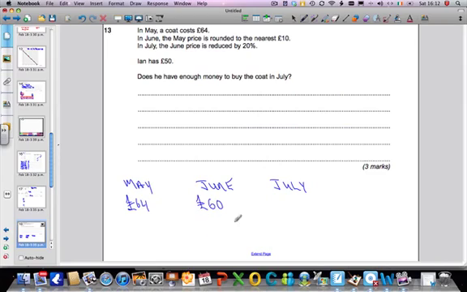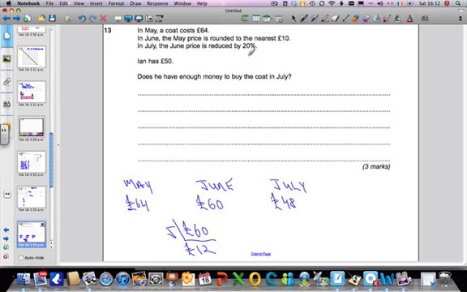So I need to work out 20% of 60, which is the same as working out 1/5 of 60. Lots of different ways of how to calculate this. So I'm going to do 60, I'm going to divide that by 5 to work out 1/5 of it, and you get 12. That means the July price was 1/5 off, or 20% off, of the June price, which is going to be 60 take away 12, which is 48. So 60 take away 12 is 48.